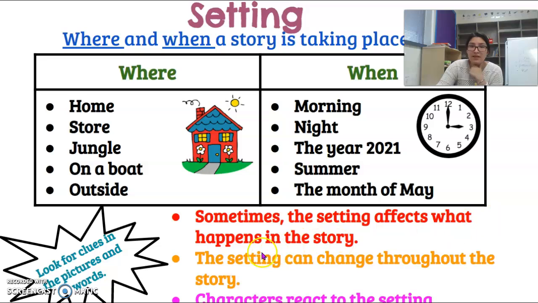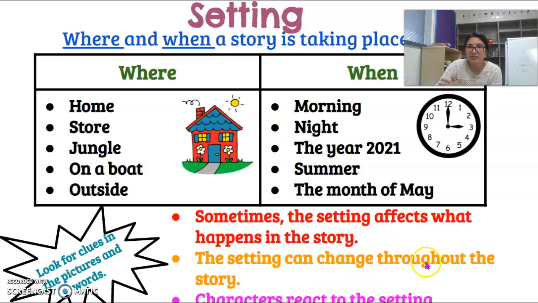Sometimes the setting affects what happens in the story. Maybe we talked about the gingerbread man and how if he didn't come across that pond, then he might not have gotten eaten by that fox. So sometimes, depending on what the setting is, it can change the way the story ends.